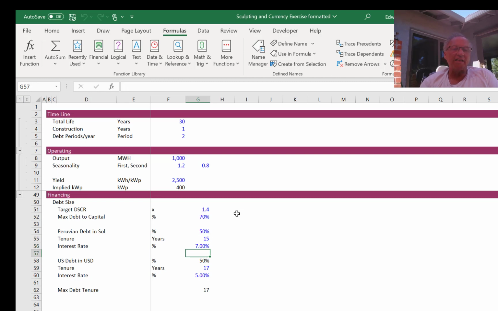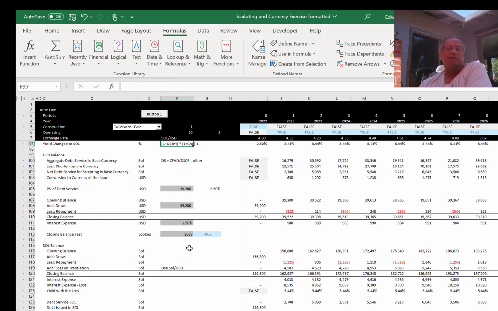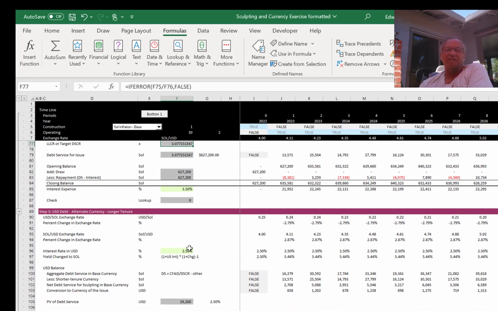Now let's change and put more soles. Let's put 80% now. Okay, I get a difference. I run my button, and now my IRR went up because I've got more debt that has an effective lower yield. And if we can change some of the other debt terms, you could make the soles longer and a debt issue longer and all that.